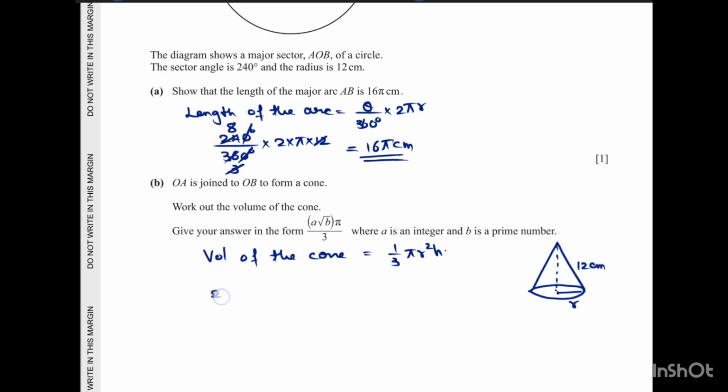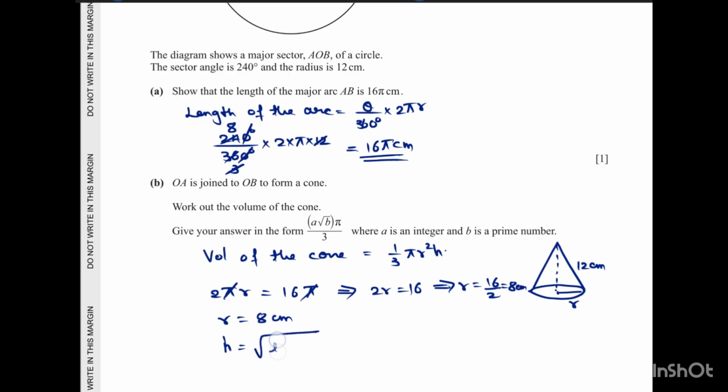So 2 pi r is equal to 16 pi. Pi gets cancelled. This gives you 2r is equal to 16. This gives you r is equal to 16 by 2, which is 8 centimeters. Therefore, r value is 8 centimeters we got. Now we'll find out h value.